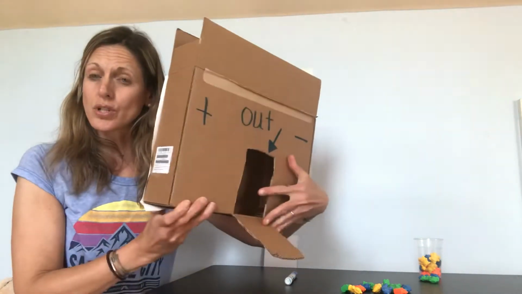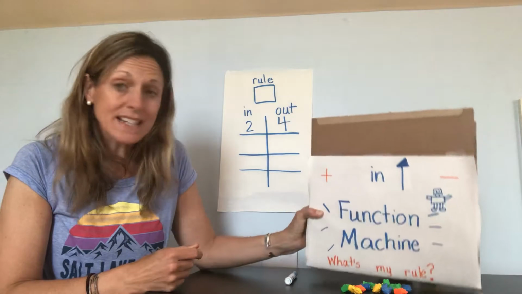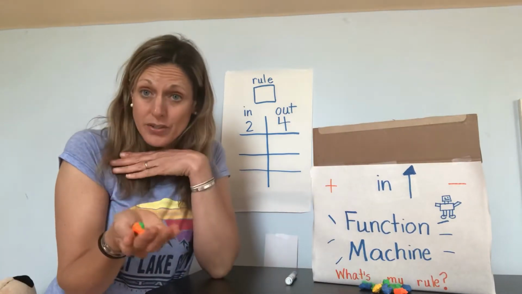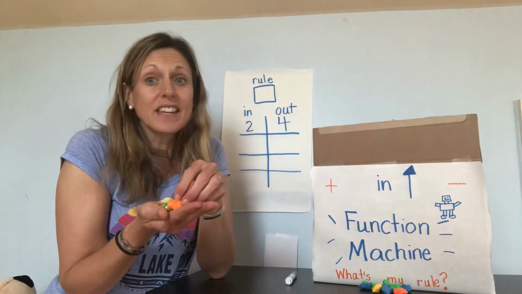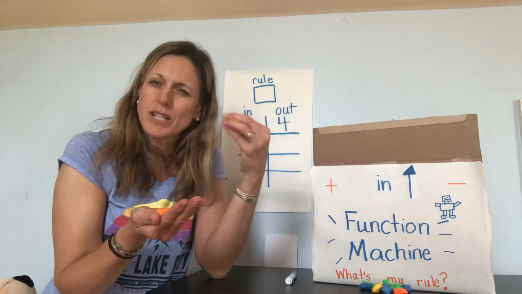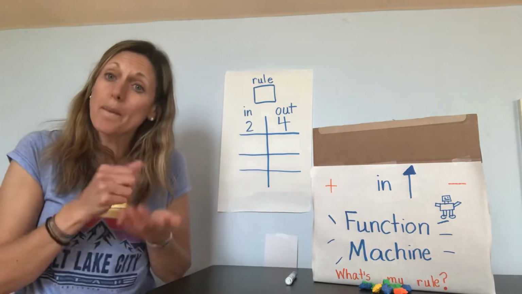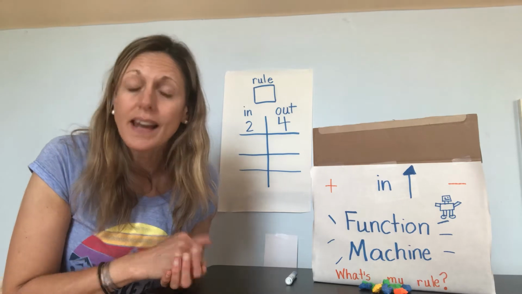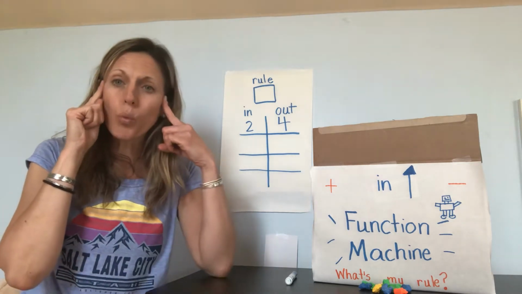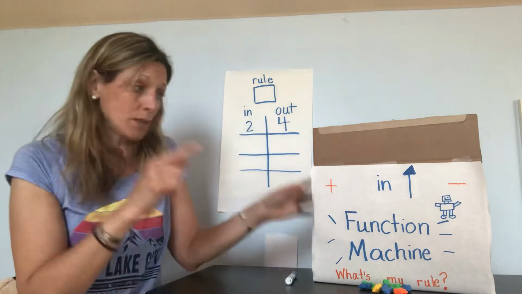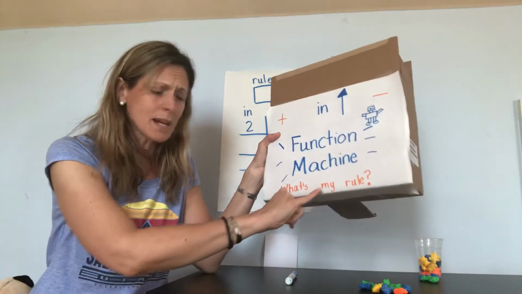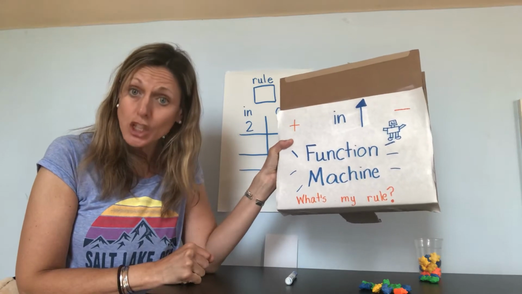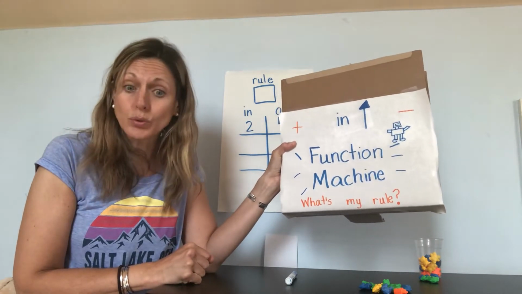In, out. Mrs. Horn is going to be putting in some of these little colored bears, okay? They're all different colors, but today our brain isn't focusing on the colors. We're going to be focusing on how many Mrs. Horn puts in and then how many come out. And we're going to try to figure out what the rule is of the function machine. And it says, what's my rule? Our math brains are going to have to try to figure out what the rule is, okay?